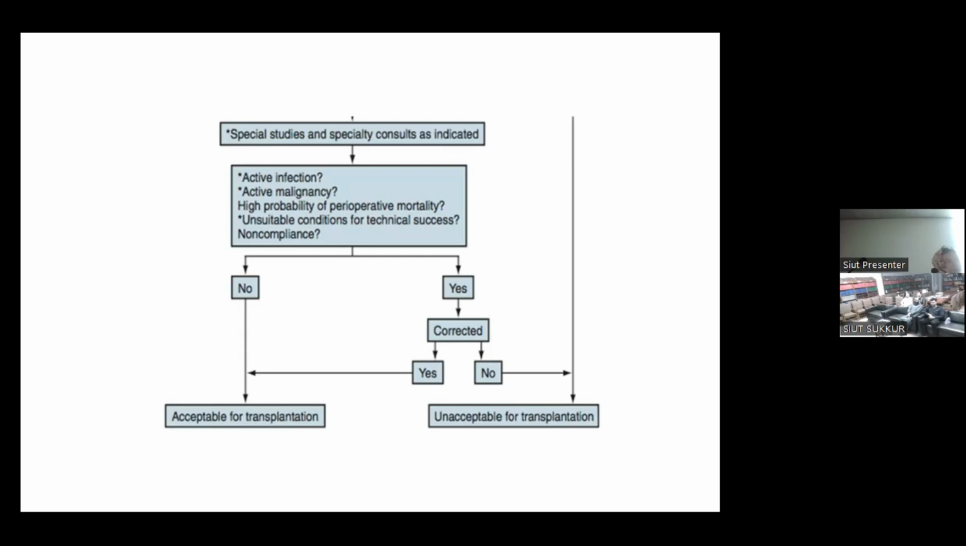Okay, you have done the X-ray and CUG, and there is bilateral grade 5 reflux, and the bladder capacity is small. How will you proceed for the patient? Then we will plan for augmentation. Then we will proceed for transplant at a later stage. Is there any need for bilateral augmentation?